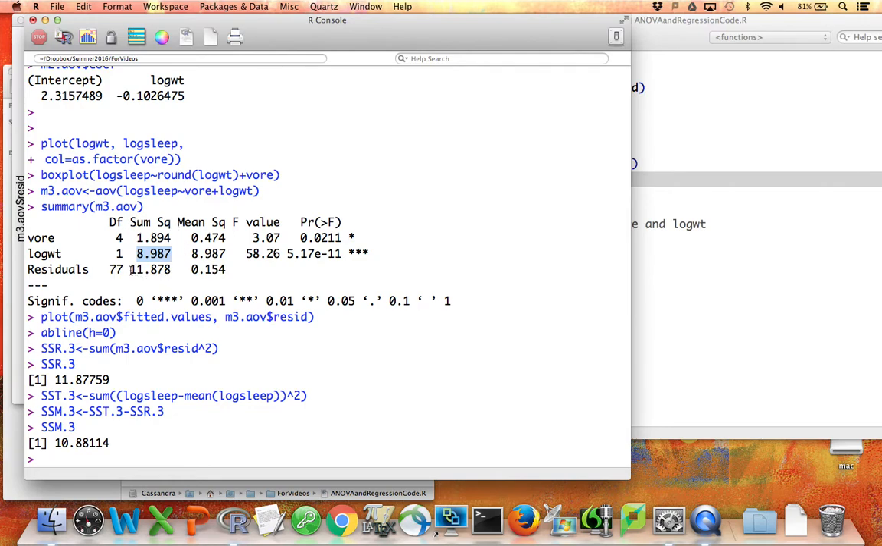so sum of squared total minus sum of squared residual gives us sum of squared model, which is then in this ANOVA table being further decomposed into the part of the sum of squares due to the model that's because of VOR, and the part of the sum of squares due to the model that's due to log weight. So this is just about 9, this is just about 2, this is just about 11. Those numbers add up.